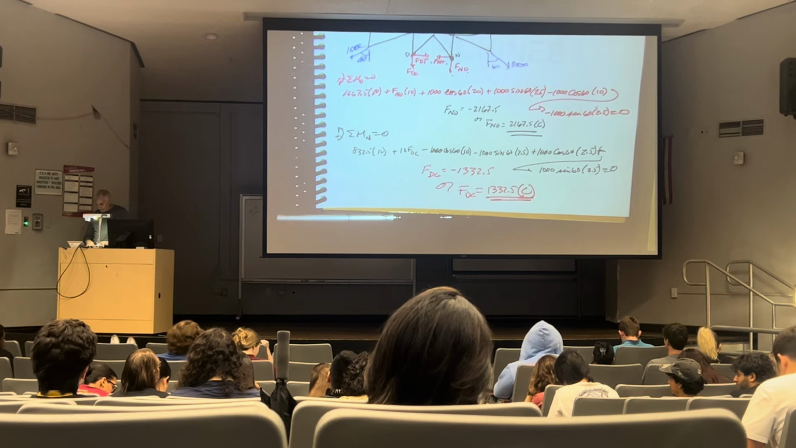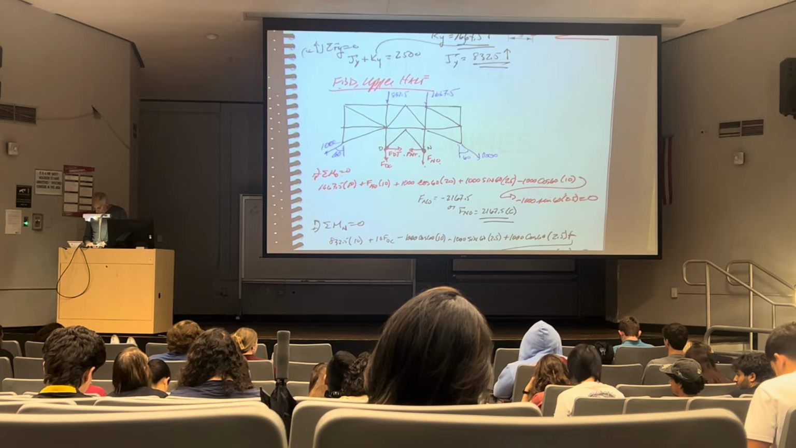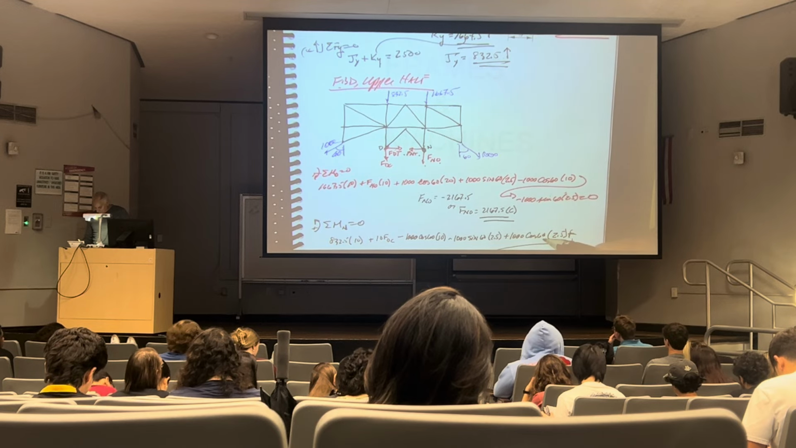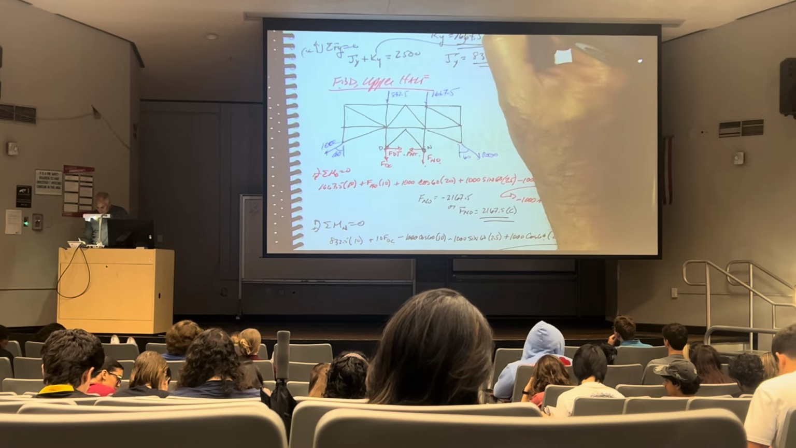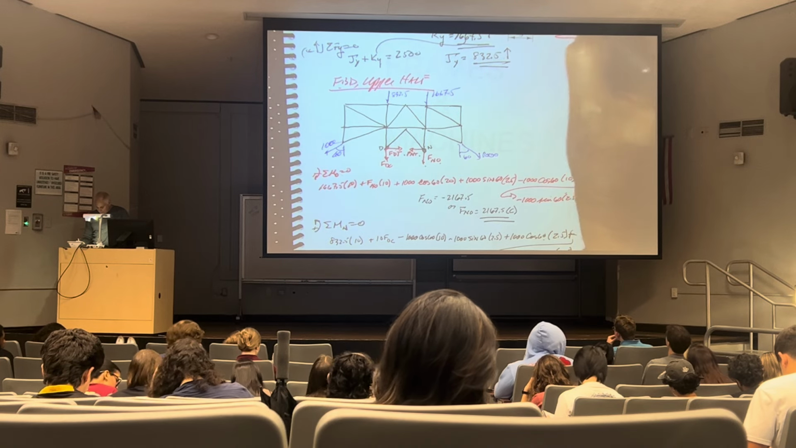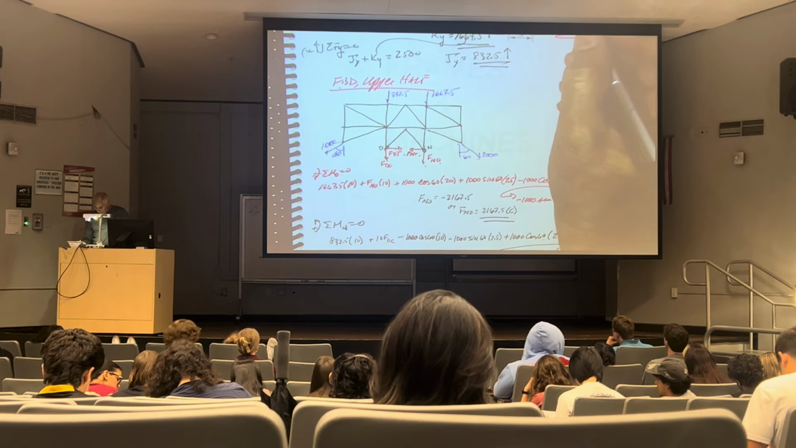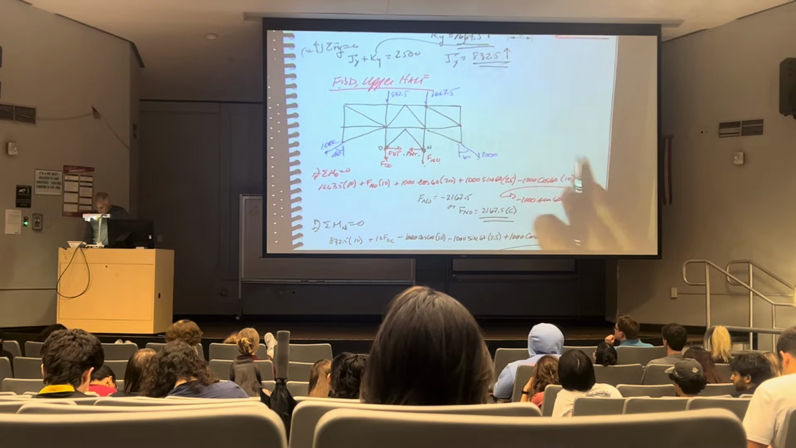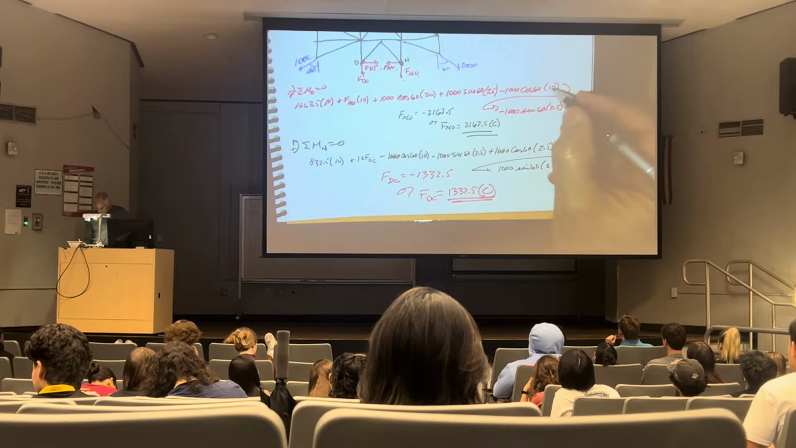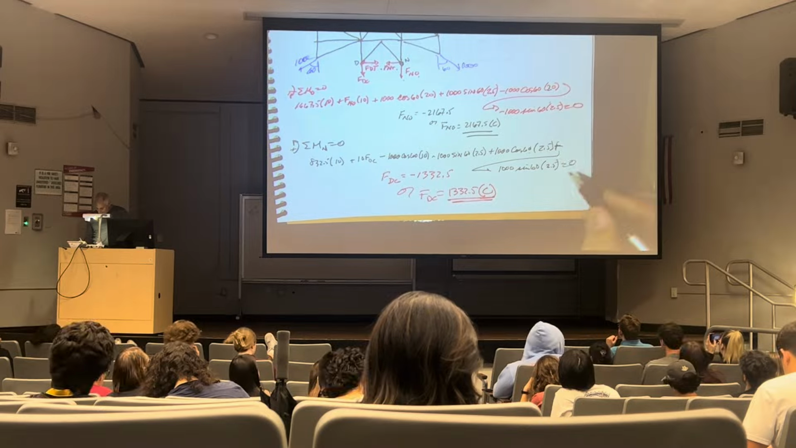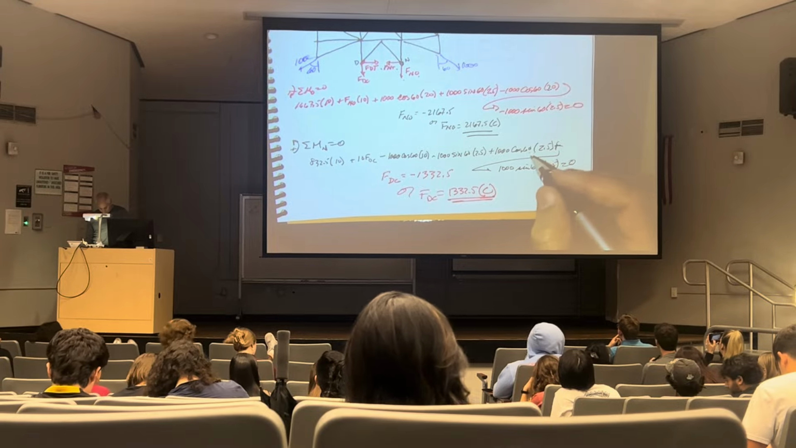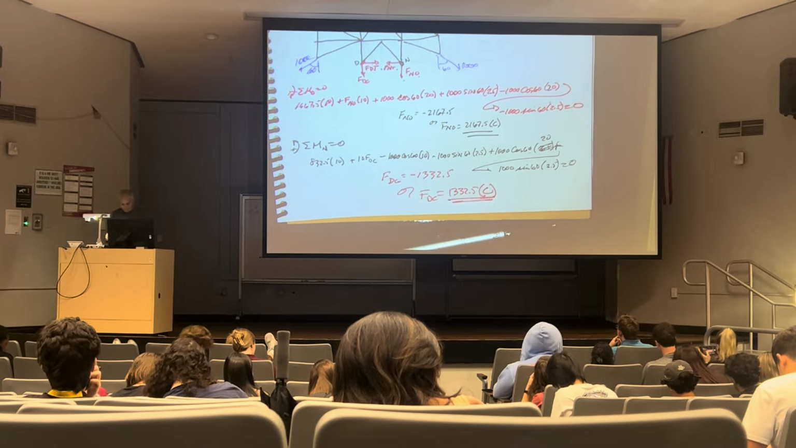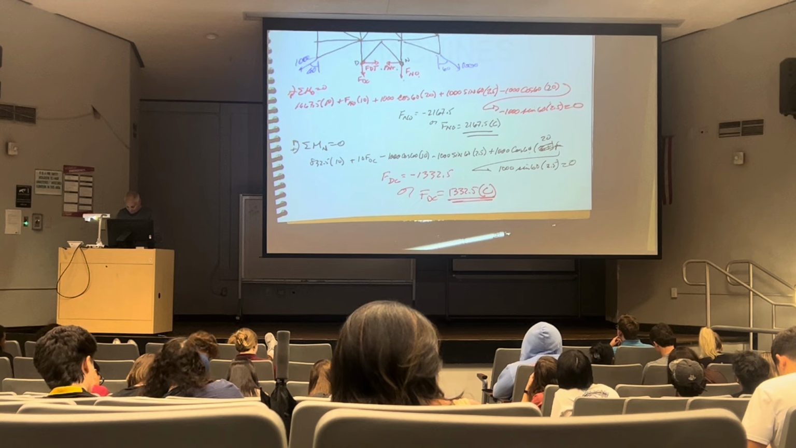Let's see, let's go back. If you're doing cosine 60, that's here, you're going to go to D. Well, that should be 20. That should be 20, and this should be 20. Sorry. Yep. Thanks for noticing that.